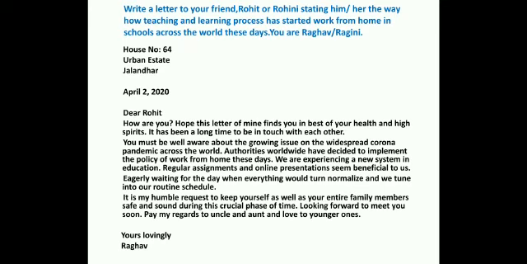And then again you will leave a line and then you will write the salutation. Dear Rohit. Since the name of the friend is given in the question, you will be using the same name. And then you will begin with the content of the letter. Here it is written in 4 paragraphs. So let's see what is written here.